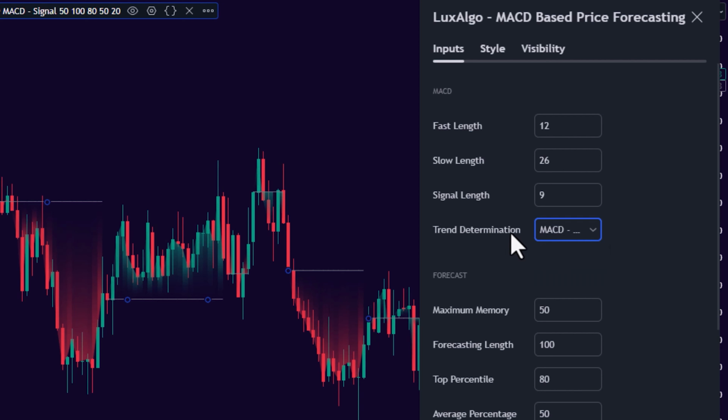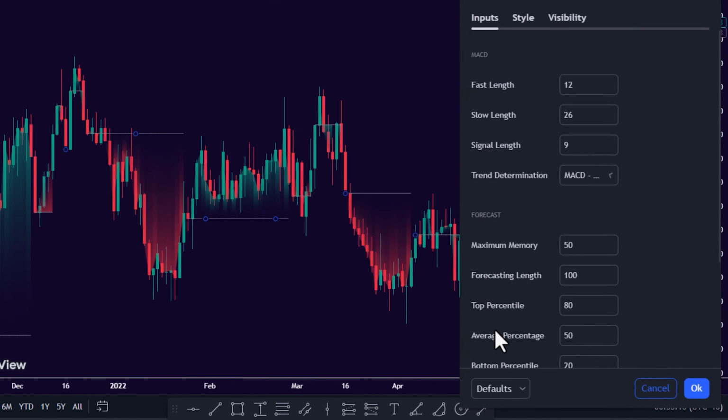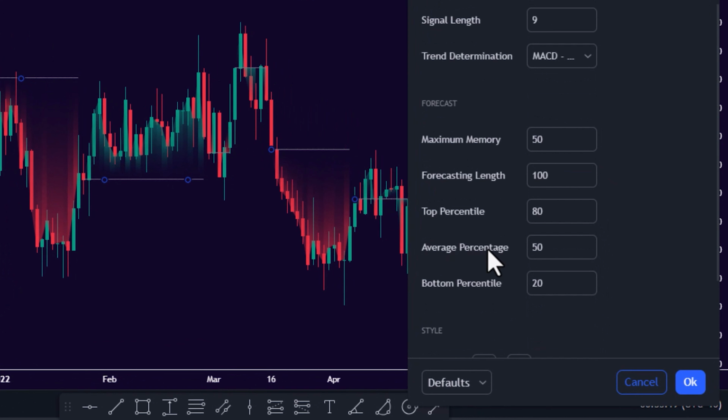Users can change which condition is used to generate MACD signals from the trend determination drop-down menu, with MACD determining trends based on whether the MACD is positive, uptrend, or negative, downtrend, and MACD signal determining trends based on the position of the MACD relative to its signal line, with the MACD above the signal line indicating an uptrend, else a downtrend. Users can introduce bias to the forecast by changing the average percentage setting, with values above 50% introducing bullish bias and below bearish bias.